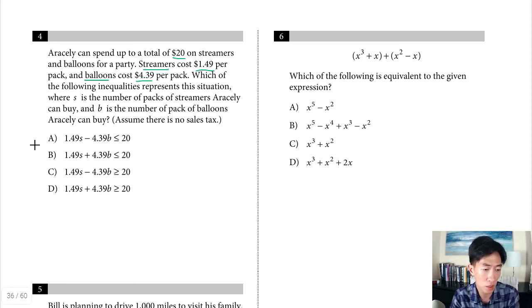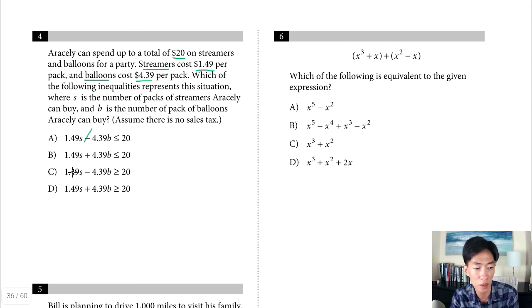So when you're looking at this, notice what all the problems have in common. 149 is paired with S. That makes sense because streamers cost 149 per pack. 439 is paired with B, which makes sense because the balloons cost 439. So one thing we have to decide is between addition versus subtraction. Since obviously she's spending money for both streamers and balloons, we're going to have to add those costs together.